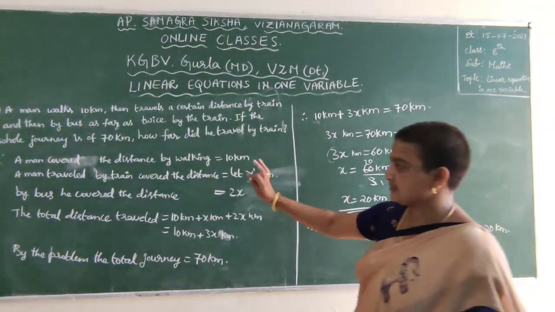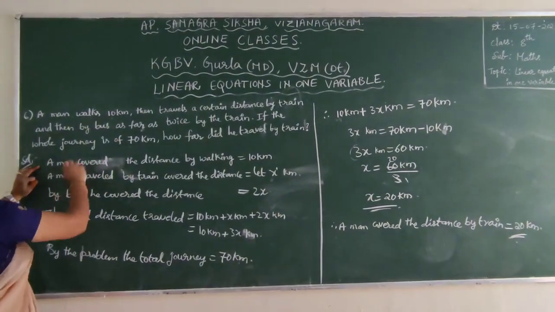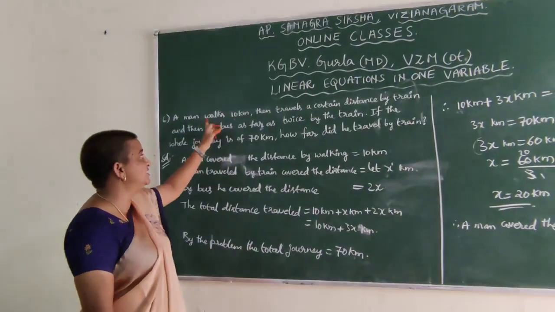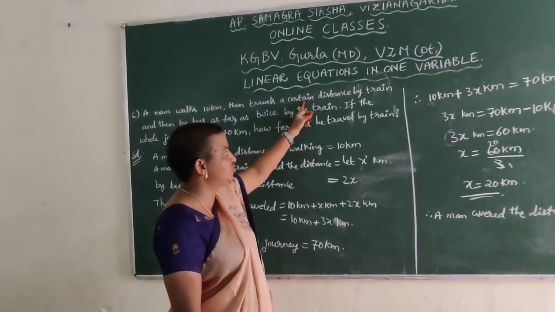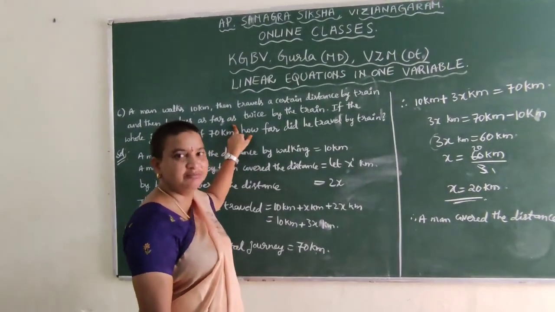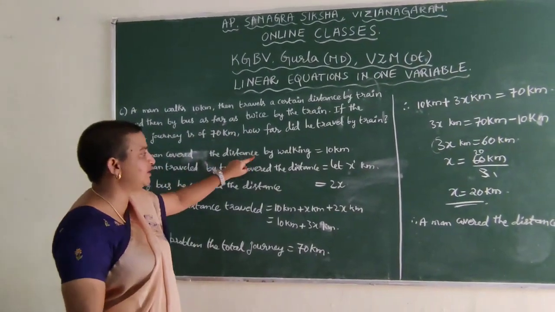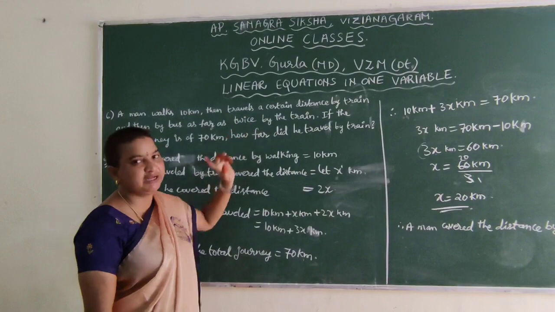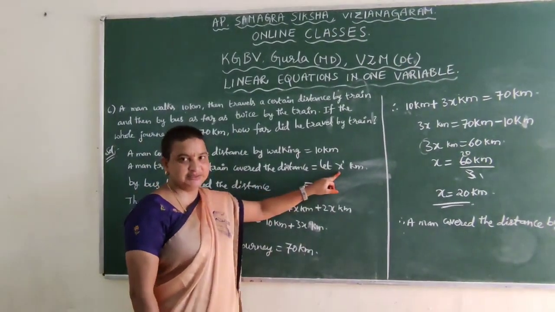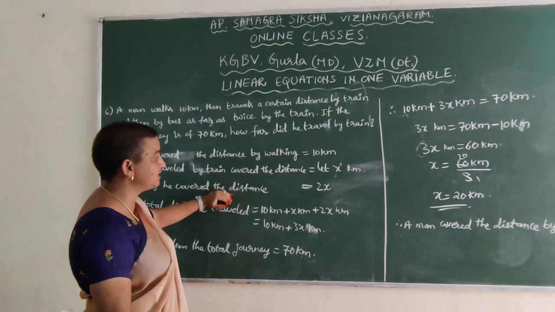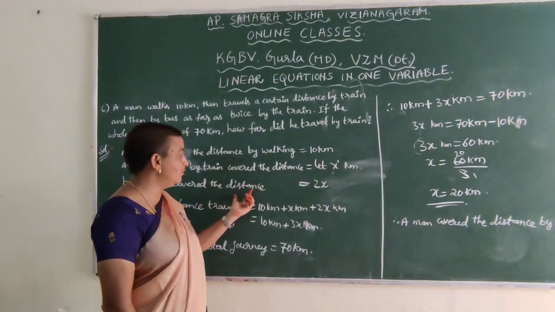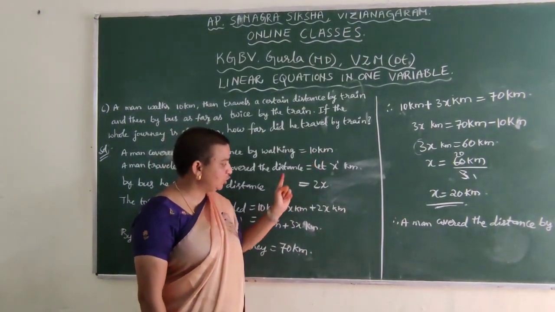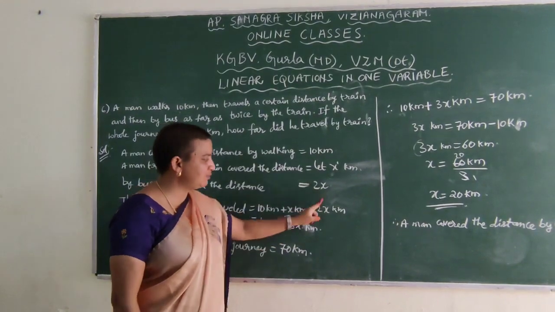Once again, I explain. A man walks 10 kilometers. A man is traveling some distance. First he is walking, after that by train, and after that he traveled by bus. He covered the distance by walking is 10 kilometers. We don't know how much distance he traveled by train, so let it be x. By bus he traveled twice the distance of the train, so by bus he covered 2x. The total distance is 10 kilometers plus x kilometers plus 2x kilometers.